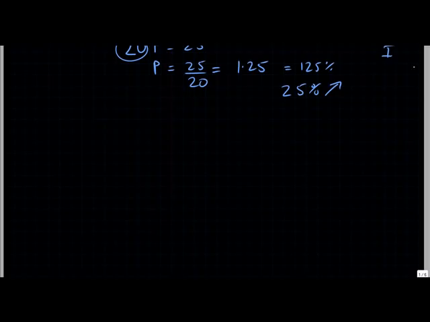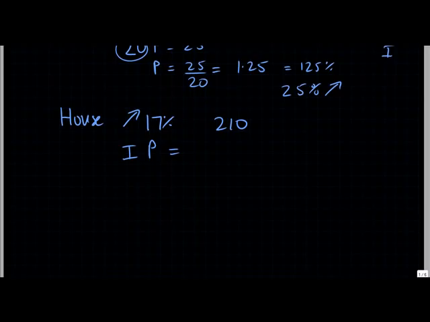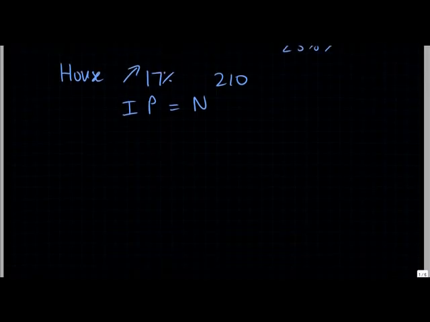So the third type of question would be where we're trying to find out how much the price of something was originally. Let's say you bought a house, and let's say the house appreciated by 17%, and you're able to sell the house for $210,000, say. Initial amount affected by a percentage change becomes a new amount, and substituting the numbers into that formula.